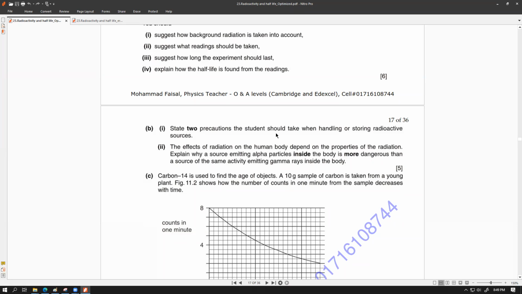B1. Both parts of B. 2 precautions is 2 marks, then the next is 3 marks. So what did you write? Using tongs, and storing the source in a lead container.